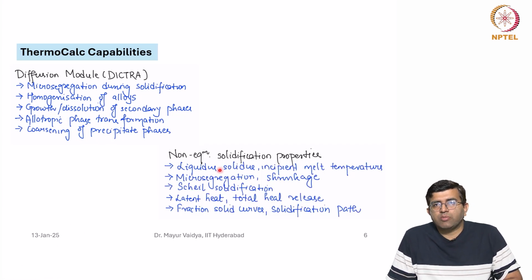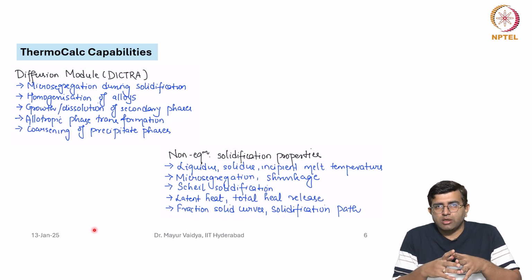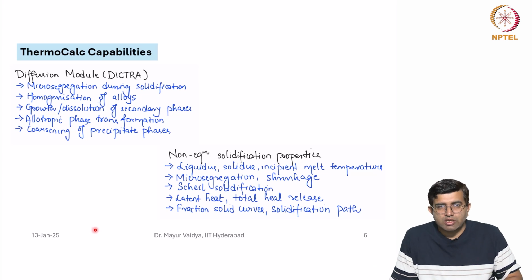Then non-equilibrium solidification properties. So the liquidus, solidus, incipient melting temperatures, segregations and shrinkage, and Scheil's solidification, which is also known as the non-equilibrium lever rule, that also one can try to model. Latent heat or the total heat release, fractions of solid curves, solidification path, and so on. So there are a lot of things you can do using this. You can try out any software for that matter.